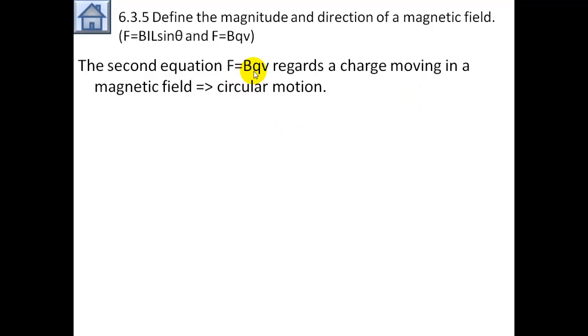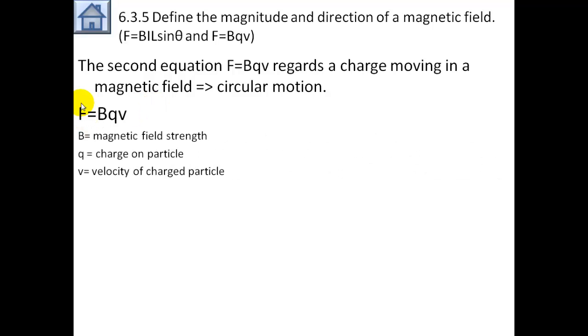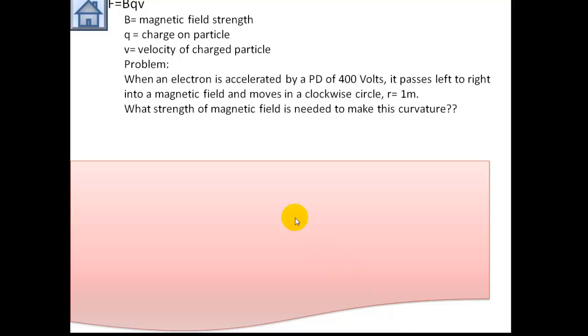If you have a charge which is moving at a velocity v, the charge is q, in a magnetic field strength B, it will be forced to move in a circle. And this force, which will make it go in a circle, which will be a centripetal force, will be equal to BQV. B is the magnetic field strength, Q is the charge on the particle, V is the velocity of the charged particle. It has to be moving. If the velocity is 0, if the particle is not moving, there will be no force on the charged particle in a magnetic field. So this is the equation we use.